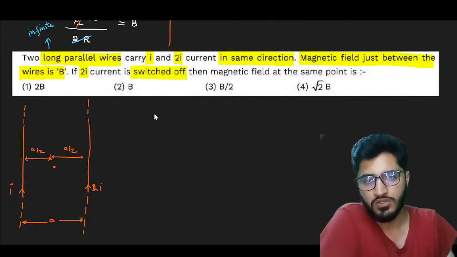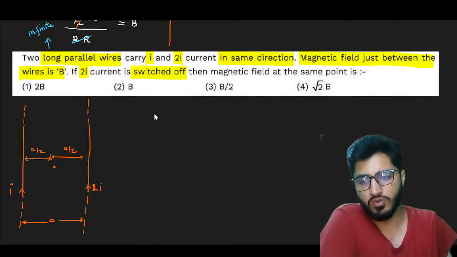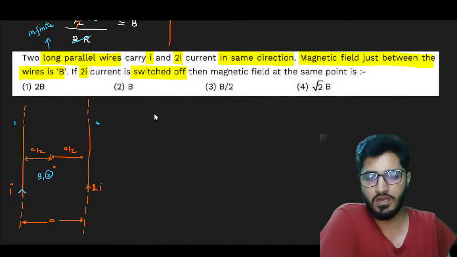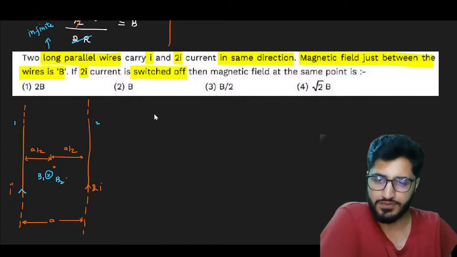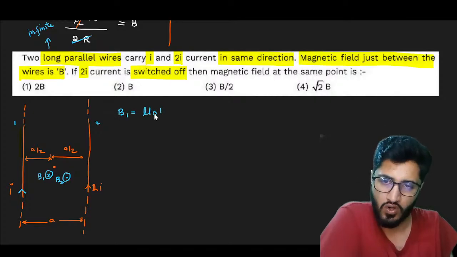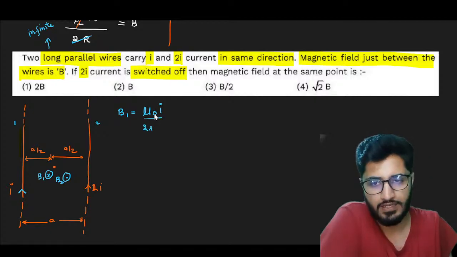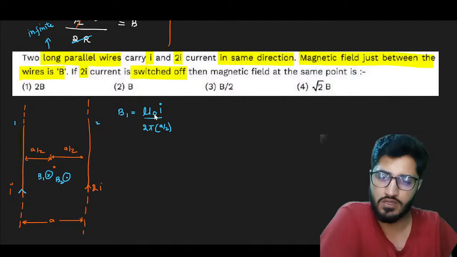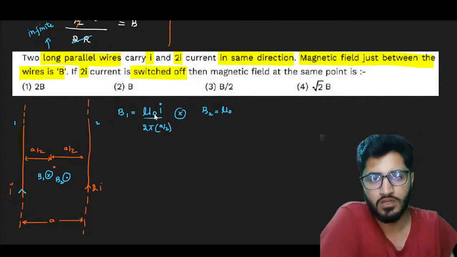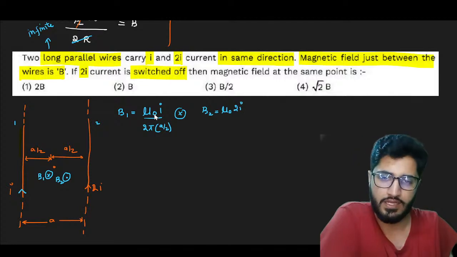Here, if you take the right hand rule, for the first wire and the second wire, B1 would be inwards and B2 would be outwards. What is B1 now? For infinite wires, mu naught I divided by 2 pi, distance is A by 2, and this one is inwards. B2 is mu naught 2I divided by 2 pi A by 2.